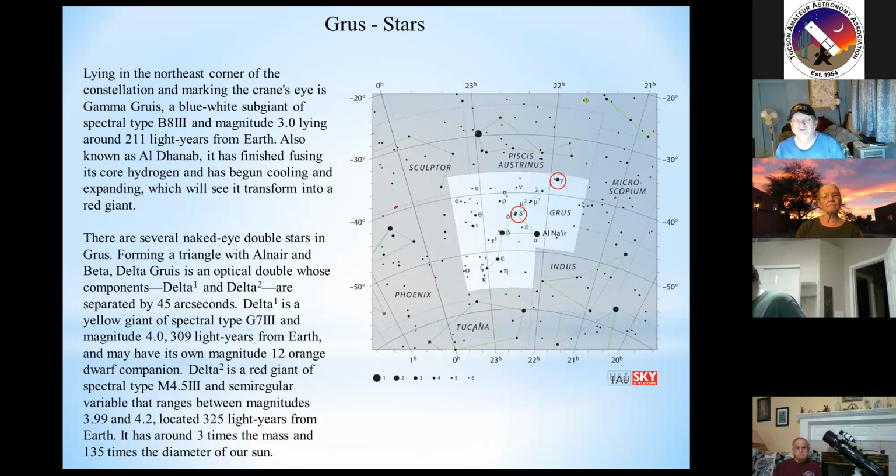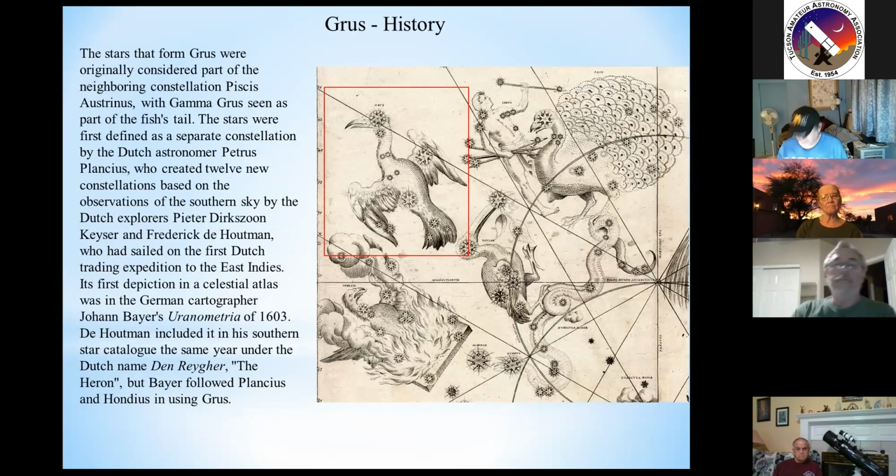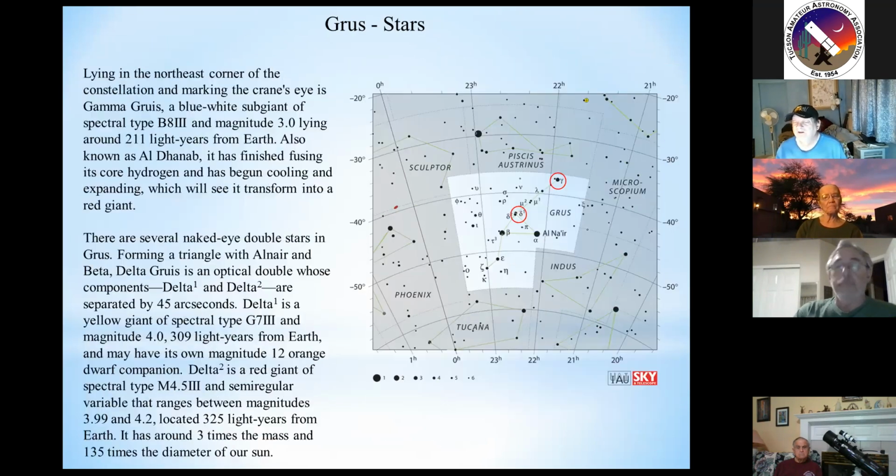Up in the corner of the constellation, marking what's called the crane's eye. Grus is a heron or a crane. It's a bird. If you remember the picture here, it's a bird. And the eye of the bird is this star up here in the corner, Gamma Grus. It's a blue-white subgiant of spectral type B8 and magnitude 3. It's 211 light years from the Earth. And it's got a name, Al Dhanab. It's no longer fusing hydrogen in its core, and it's cooling. And eventually we'll see it transform into a red giant.